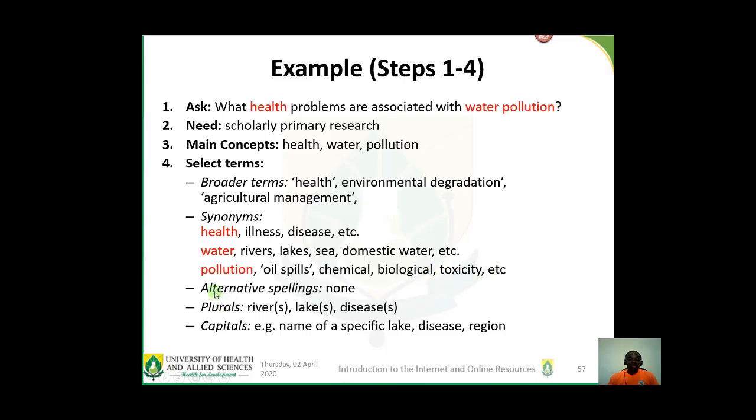Then what would be alternate spellings? Well, for water, health, and pollution, there are no alternate spellings, because both in American and British English, they retain the same spellings. Then plurals, you see that river could be rivers, lake could be lakes, and disease could be diseases. Then capitals, for example, names of specific lakes like Volta, Bosumtwi, Tano, so that they may come with capital initial letters. Now, all these are part of the process in developing your search strategy.